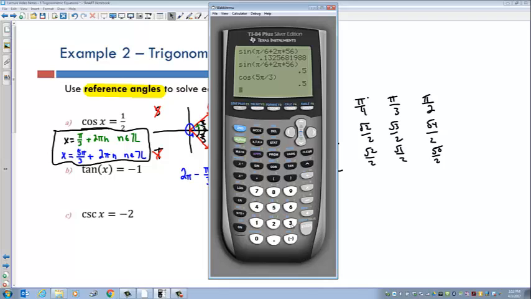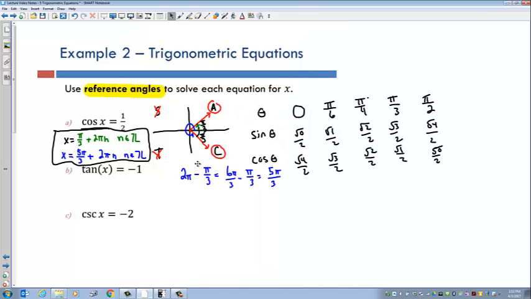Now, if you're given the unit circle, you can use it the other way. But if it says use reference angles, remember, you have to use reference angles. All right, let's take a look at the next problem. And in the next problem, I'm going to rewrite it to give us some more room. So right here, I'll rewrite this.